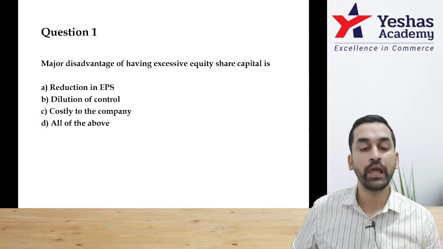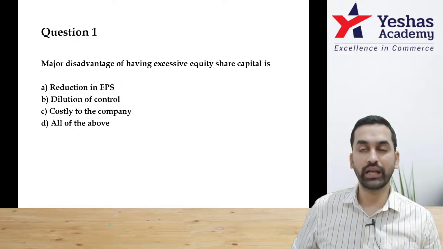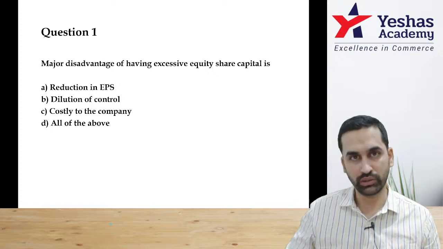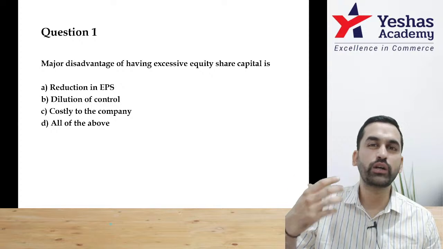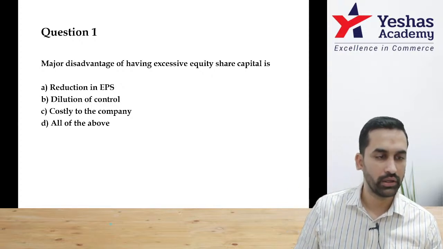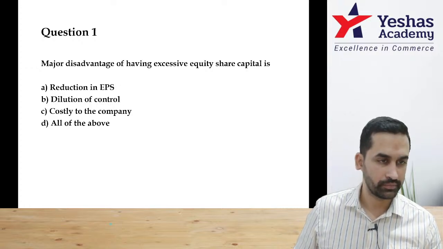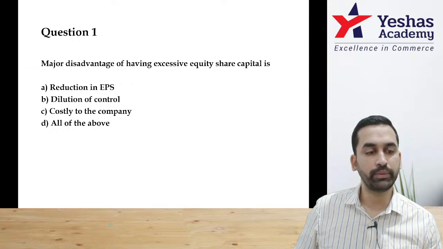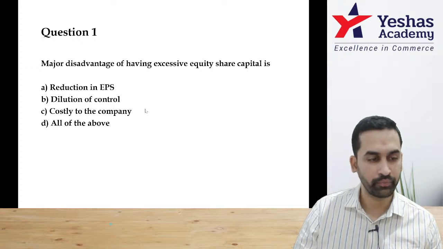Question number 1. Major disadvantage of having excessive equity share capital. So think before you check the options. What will happen to a company if it is funded too much using equity shareholders' money? Now read one by one. It says first, reduction in EPS, correct. Dilution of ownership and control, definitely true.